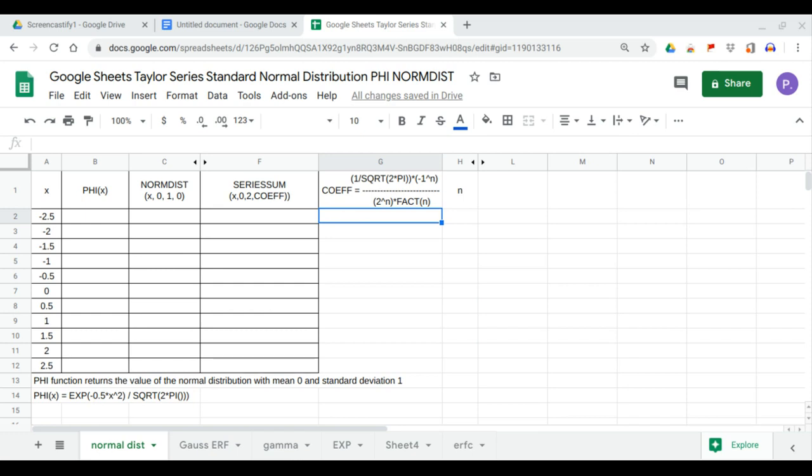In this video, we will use Taylor series expansion to generate the dataset for these x values. We use the formula series sum x to the power 0 incremented by 2 and this coefficient. The coefficient will have this formula: 1 over square root of 2 times pi times negative 1 to the power n all over 2 to the n times n factorial. The values of n will start from 0 to infinity, but in this case, we'll just limit to our data set.